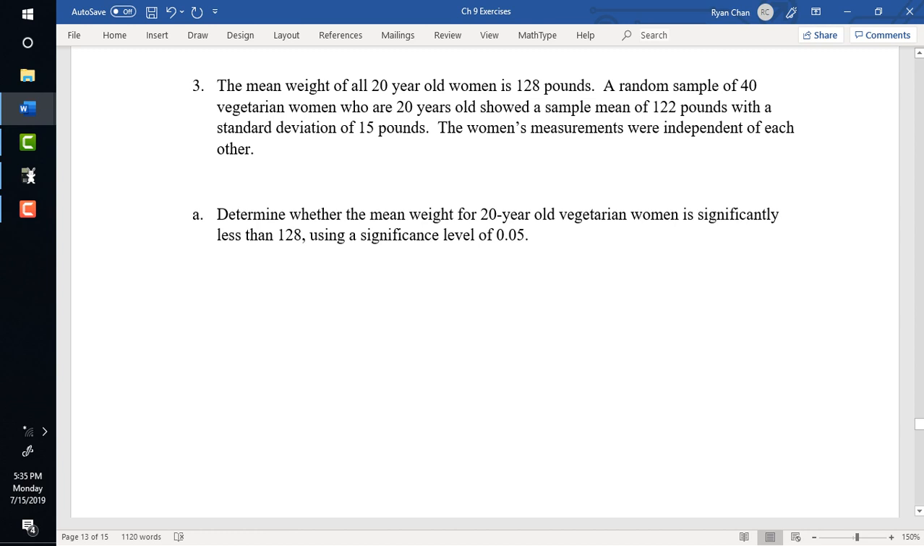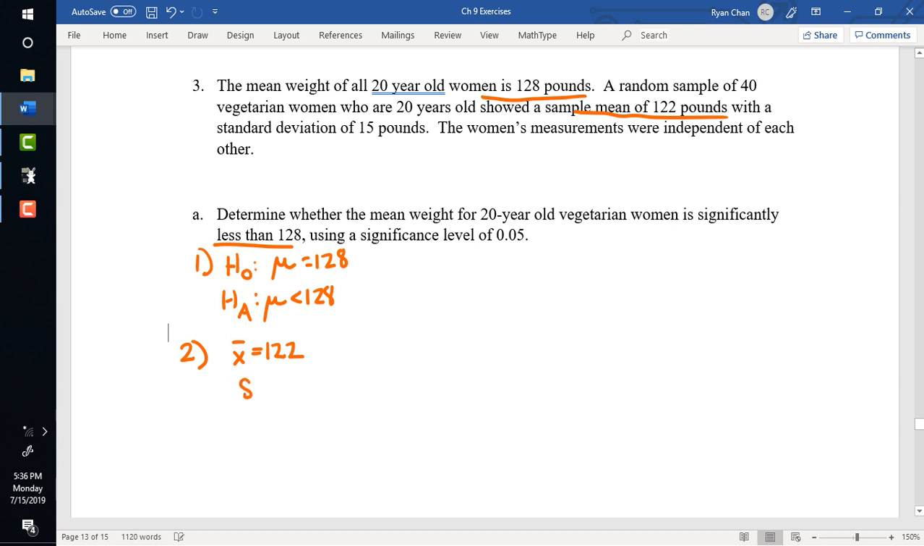So notice it says, determine whether the mean weight for 20-year-old vegetarian women is significantly less than 128 using a level of significance of 0.05. So less than 128, that gives that away. That is your alternate. So you do the following. You say mu is less than 128, and mu is equal to 128. Okay. We're going to start listing everything out. Sample mean of 122, that is x bar. Mu is 128. S is 15.